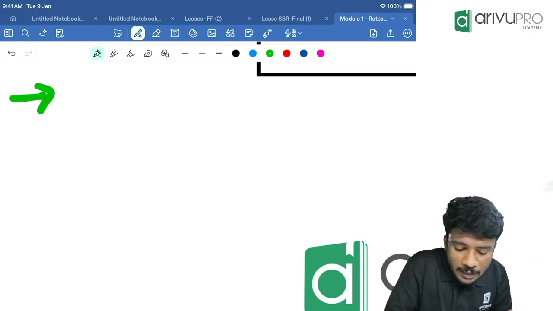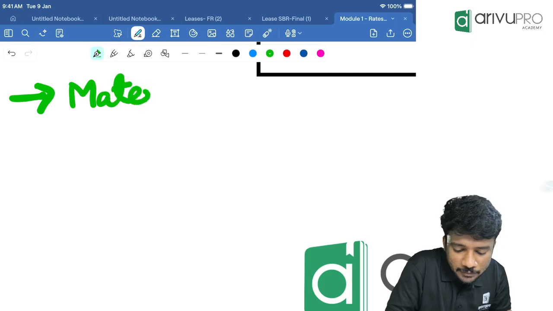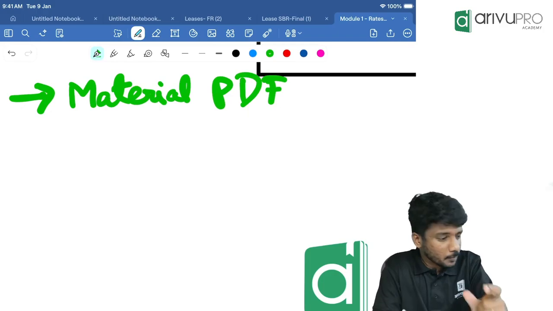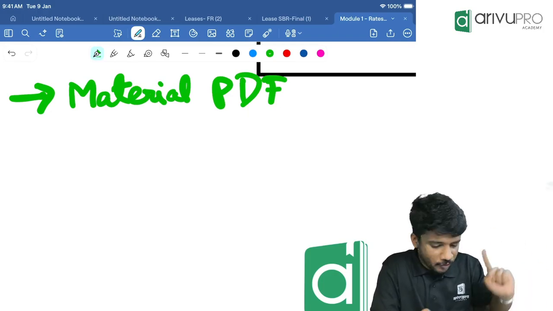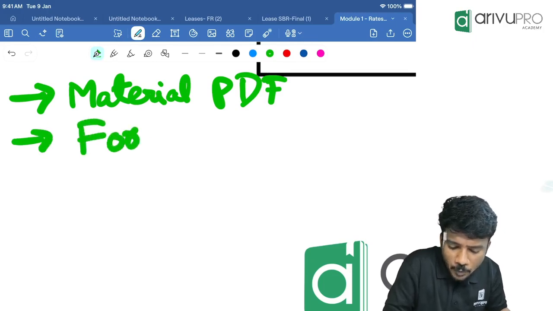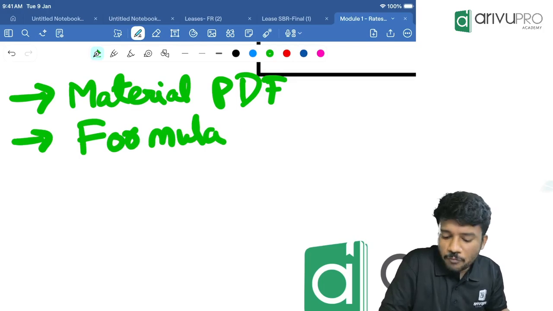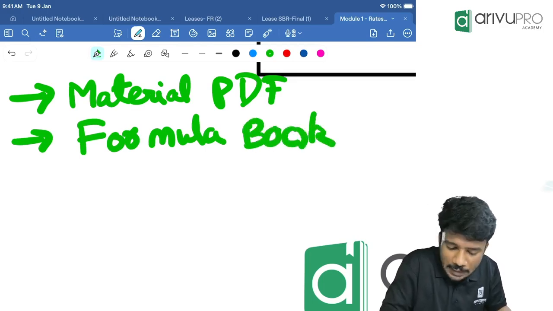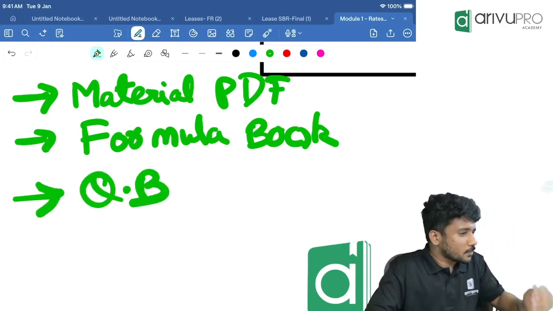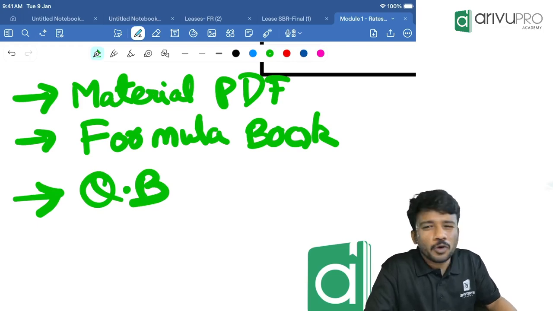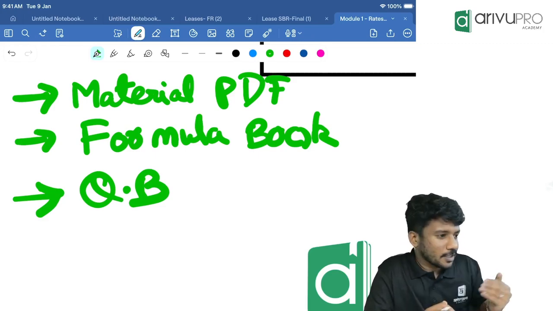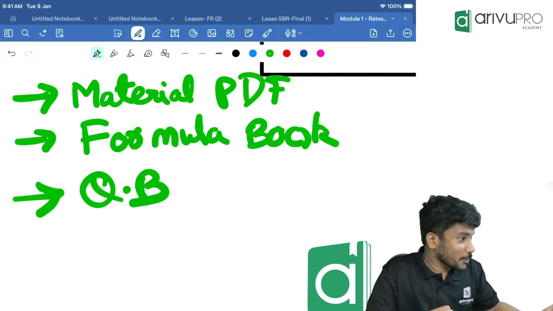I will give the entire material in PDF. All chapter material as PDF I will give you as a study book. Second, I'll give you a formula book as PDF. Third, I'll give you a question bank, chapter wise or module wise, covering the entire quantitative methods. That is what you can expect.